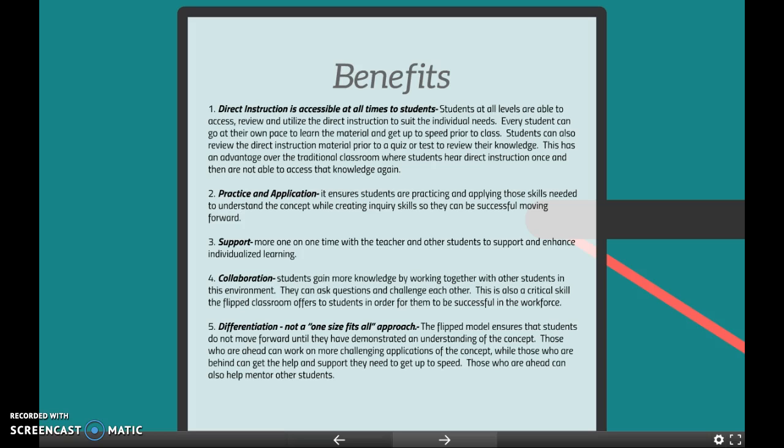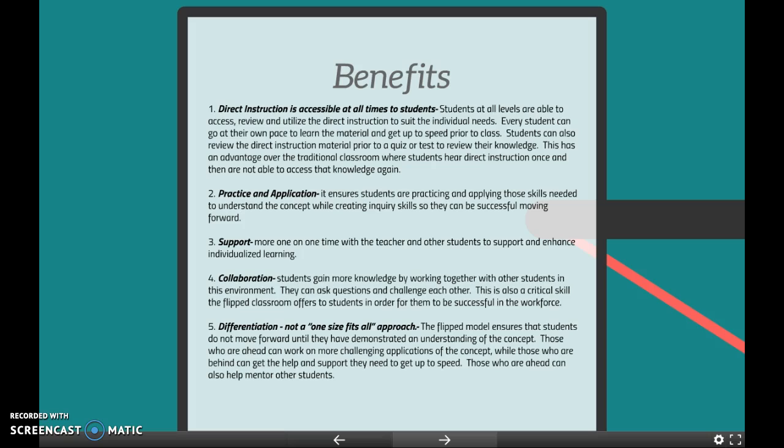This has an advantage over the traditional classroom where students hear direct instruction once and then are not able to access that knowledge again. It also provides practical and application benefits as it ensures students are practicing and applying those skills needed to understand the concept while creating inquiry skills so that they can be successful moving forward. It provides support. It provides more one-on-one time with the teacher and other students to support and enhance individualized learning.